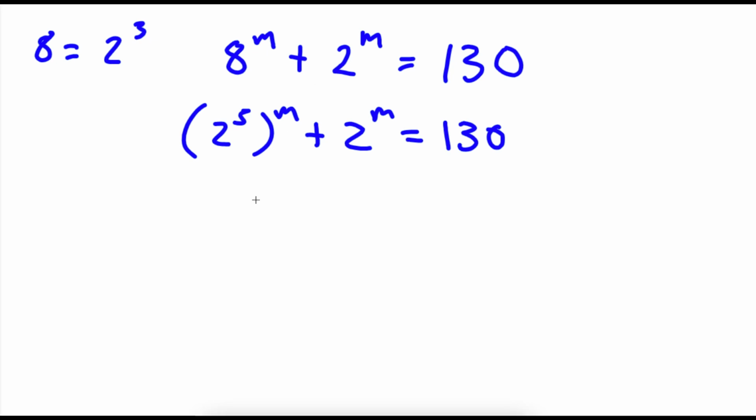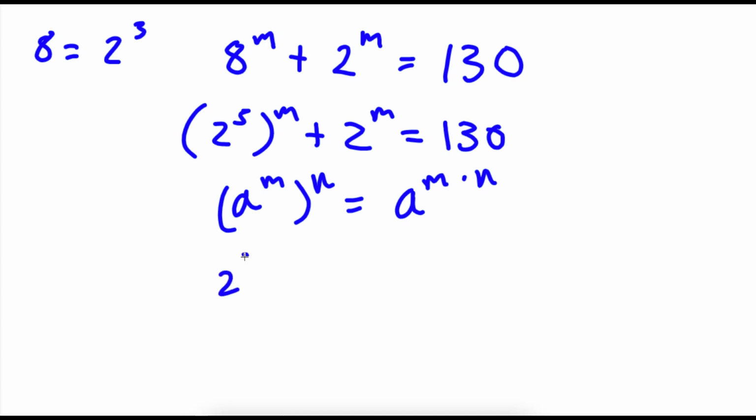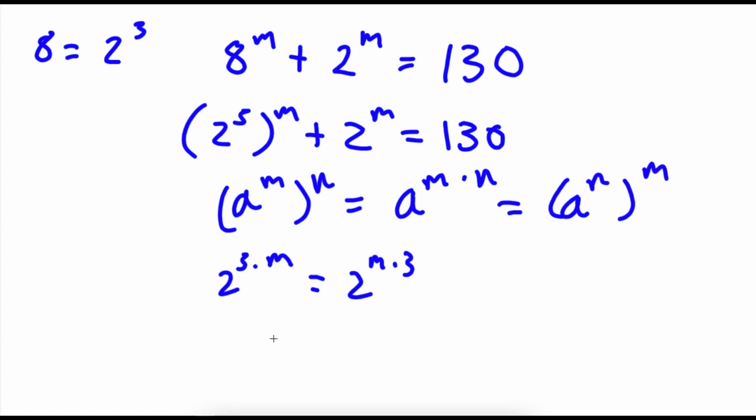Now, if I have something in the form a to the power of m to the power of n, this is equal to a to the power of m times n. So 2 to the power of 3 to the power of m here is going to equal 2 to the power of 3 times m. Now 2 to the power of 3 times m is the same thing as 2 to the power of m times 3, right? Meaning this is also equal to a to the power of n to the power of m. So now I'm going to rewrite this as 2 to the power of m to the power of 3 plus 2 to the power of m is equal to 130.